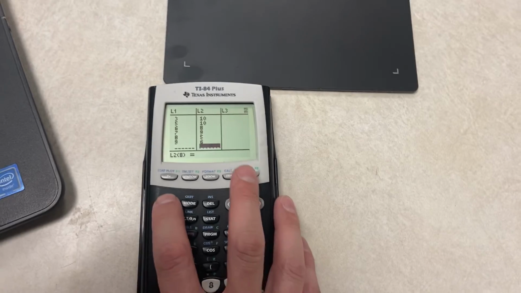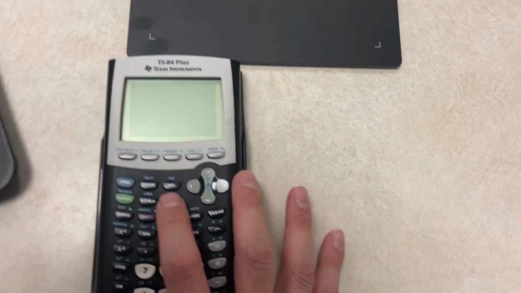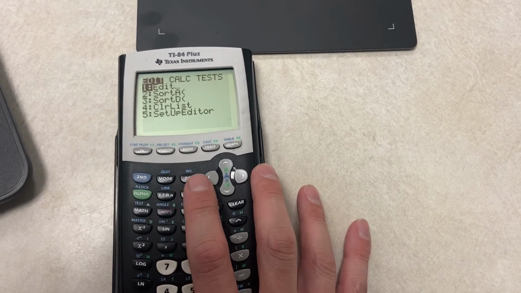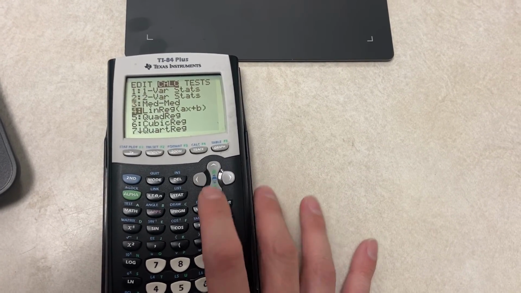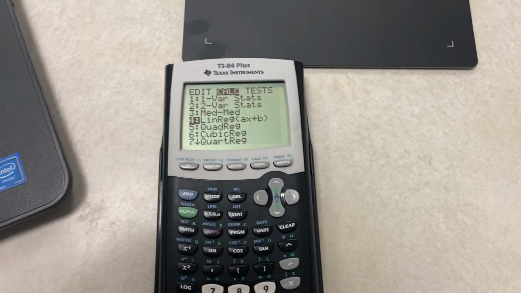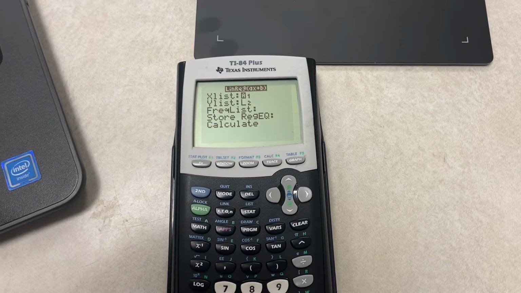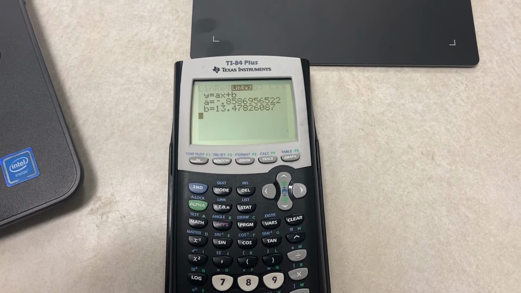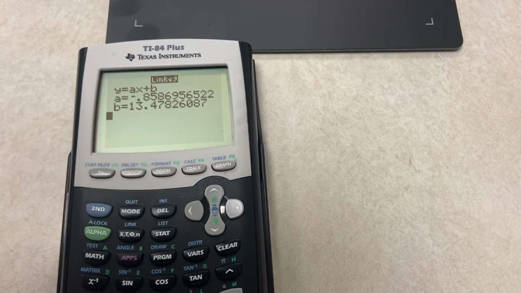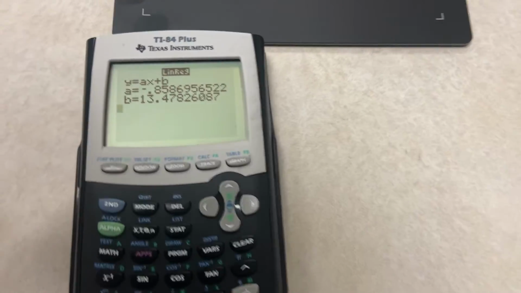I like to quit, so second mode. Go back to Stat. Go over right to Calc. Go down to 4, or just hit 4 for LinReg. Hit Enter. And then go down to Calculate, or just hit Enter a bunch of times until you get Calculate. And there you have it. That's the line of best fit.